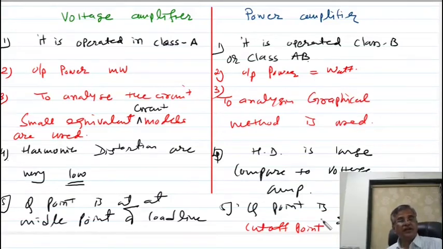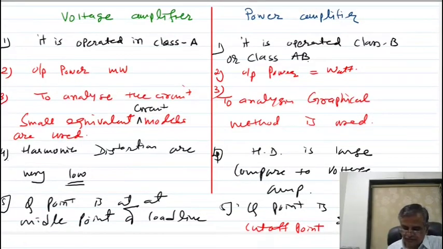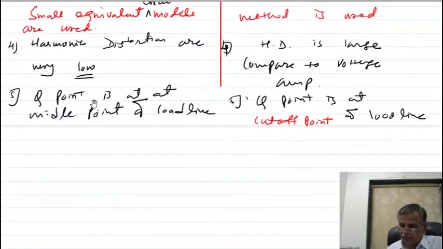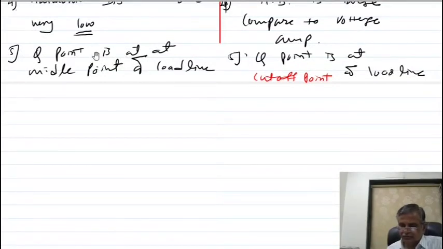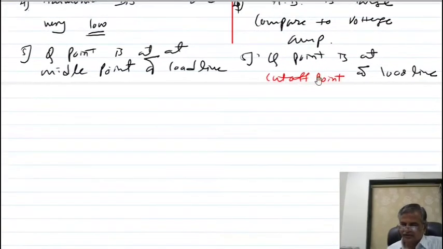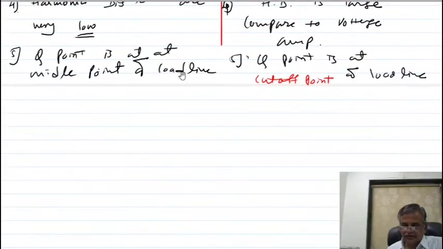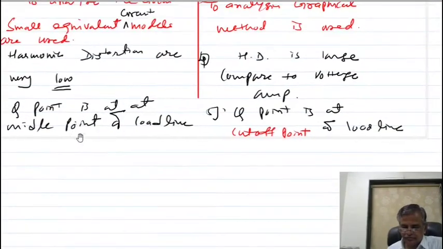Now we are interested to see how you can increase the efficiency of the amplifier. So we are discussing about efficiency. See here first again, this is your Q point at the cutoff. It is easily readable now. Fifth difference I have written here. Q point is at the cutoff of the load line. Q point at the middle point of the load line.